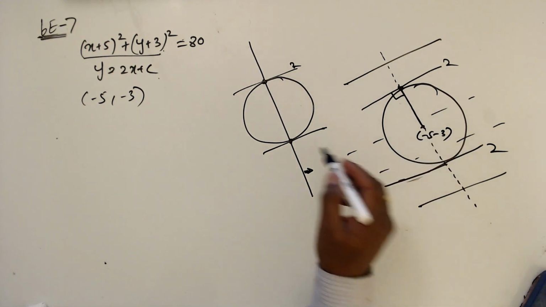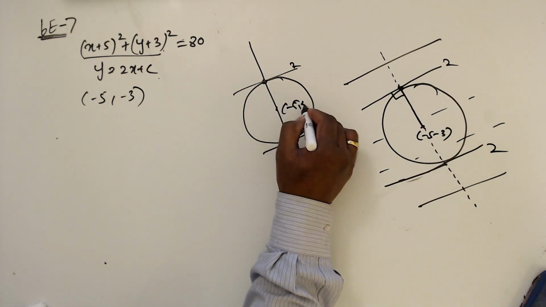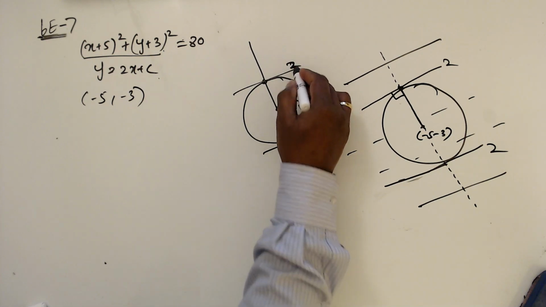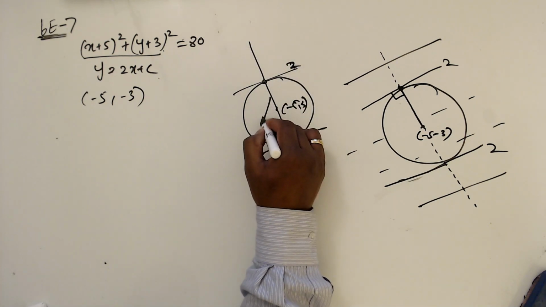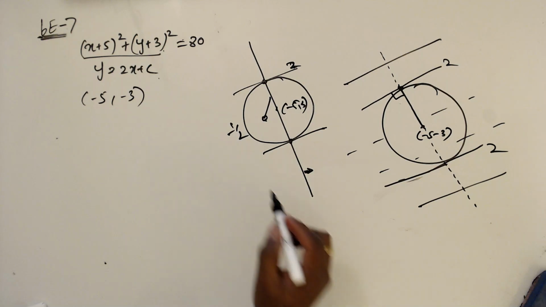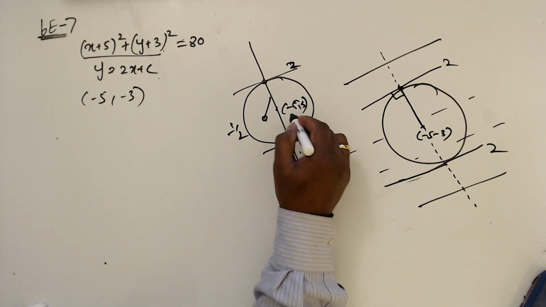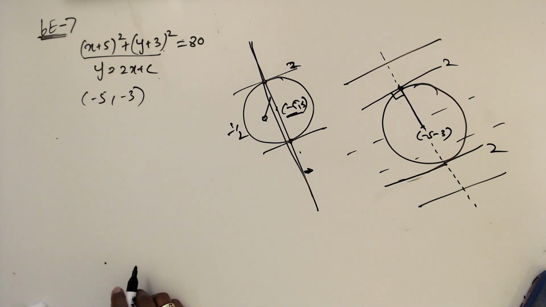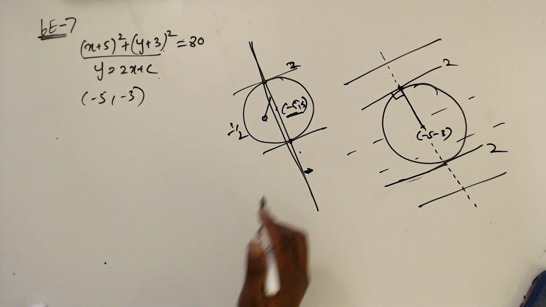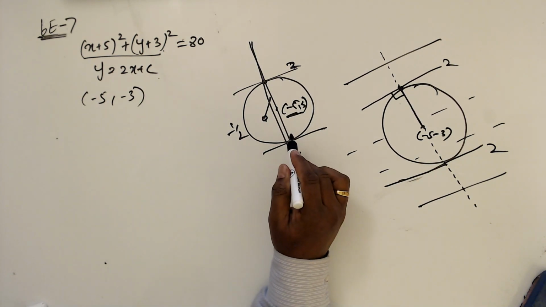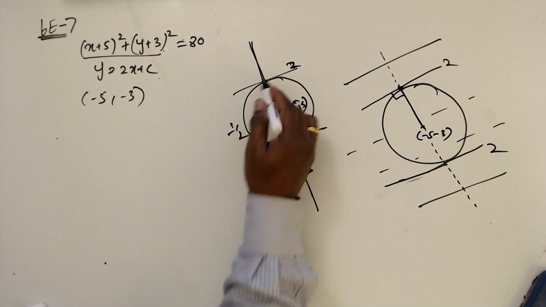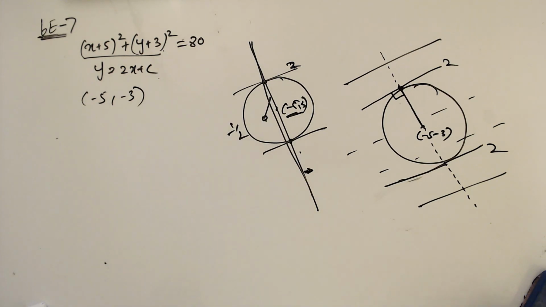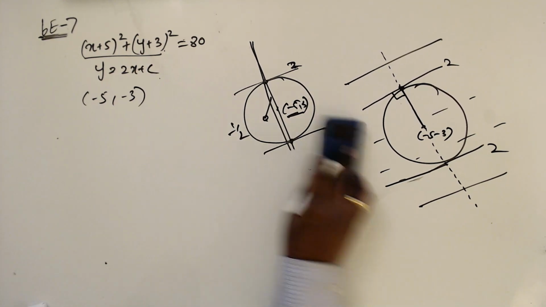I know a point on the line, minus 5, 3. I know the perpendicular gradient is 2. Then this gradient has to be minus half. Now I have a gradient, then I have a point. Then I can write the equation of this line. Then I will solve those with the circle. We'll work that.